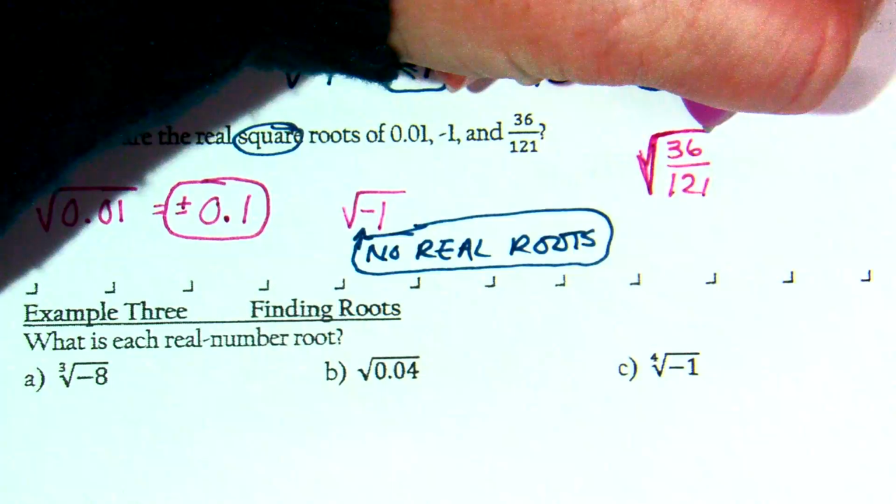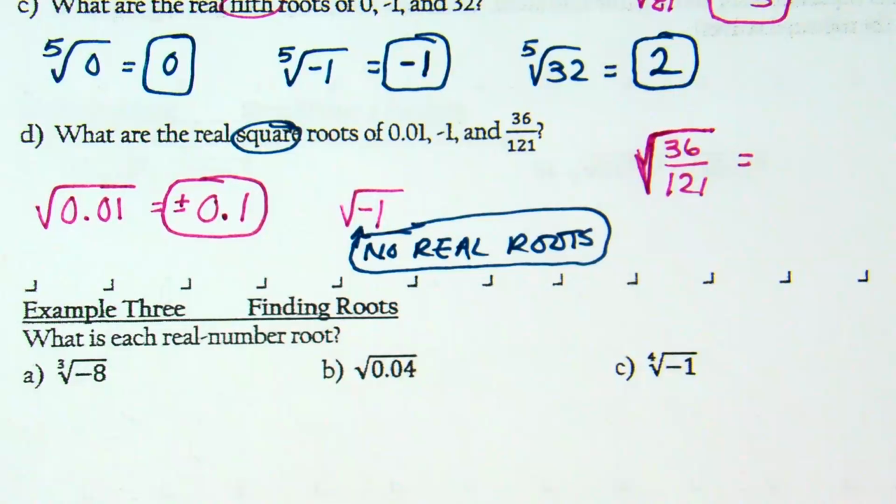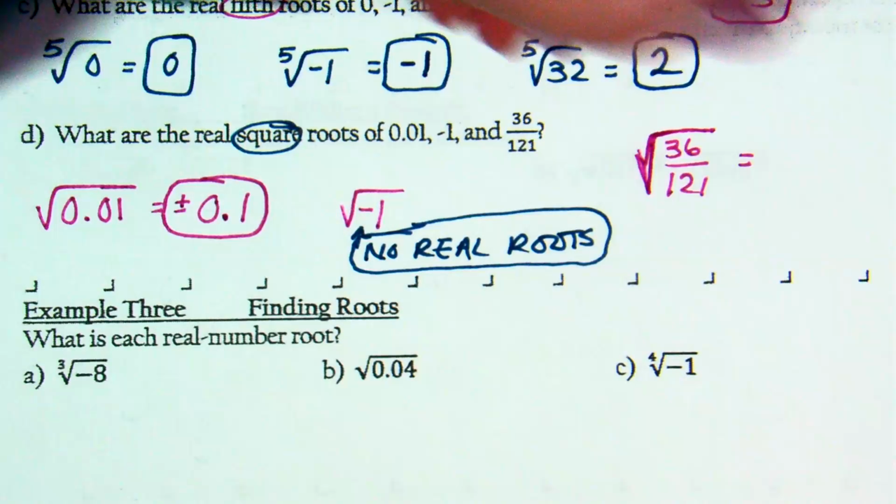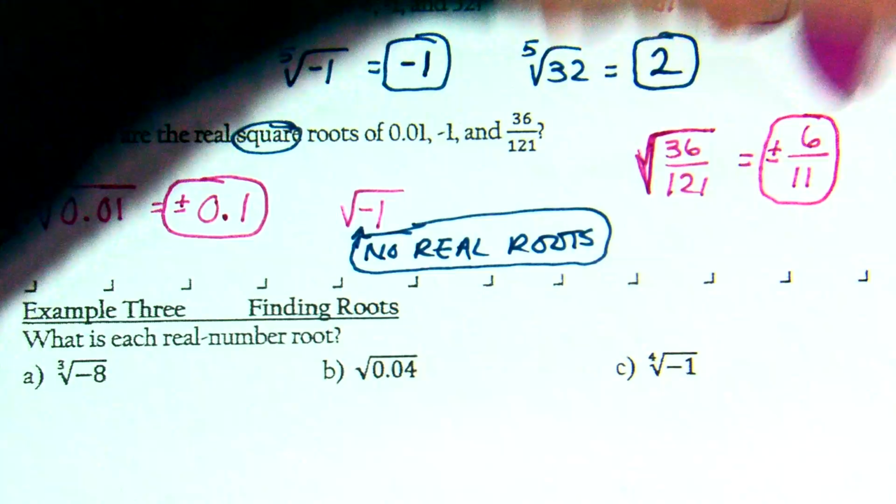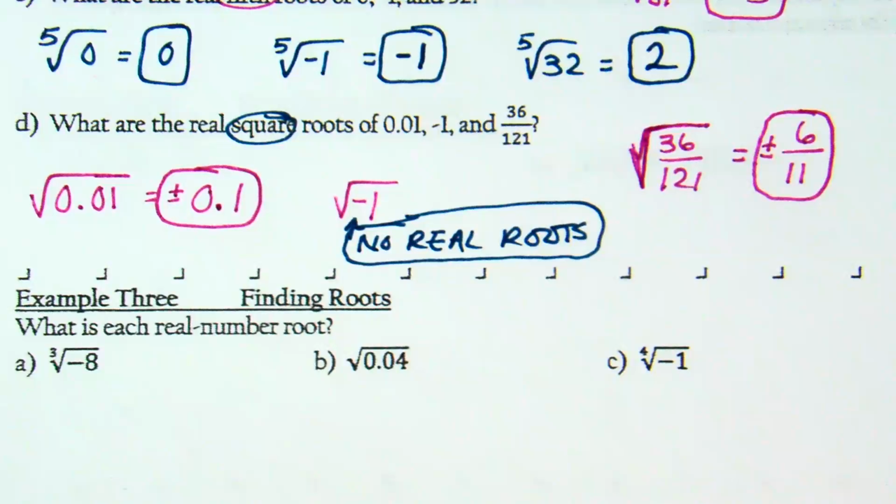Real roots of 36/121. Square root of 36, 6. Square root of 121, 11. What do we have to say our answer is? Plus or minus 6/11. Now, I know I'm running out of time, but what I would like to mention here, right off to the side, is some summary rules.